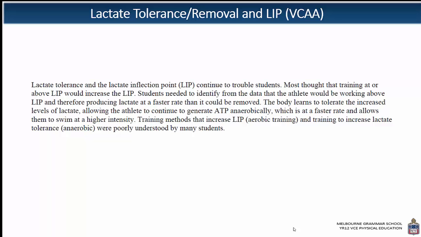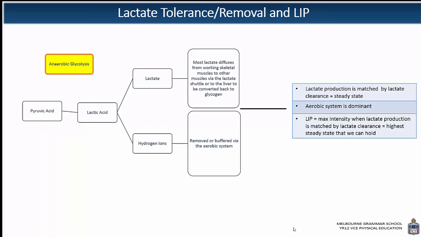Training methods that increase the lactate inflection point, or increase the body's ability to remove lactate, are going to be aerobic-based activities or aerobic training. Whereas training to increase lactate tolerance, so that's dealing with those feelings of lactate and hydrogen in the body, is going to be predominantly anaerobic training. And they say that these are poorly understood by many students. So let's try and break this down a little bit more.